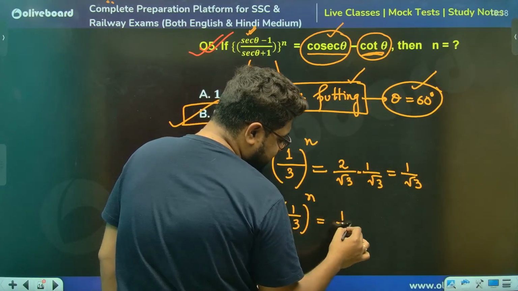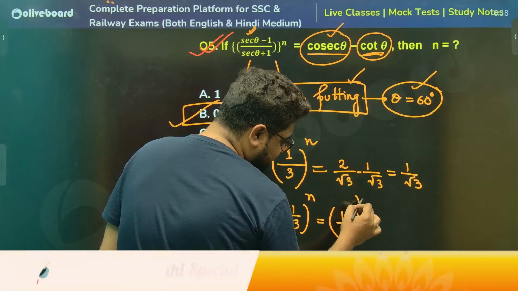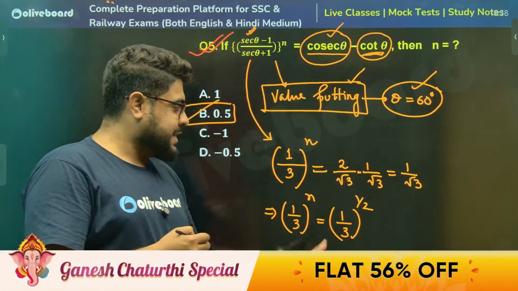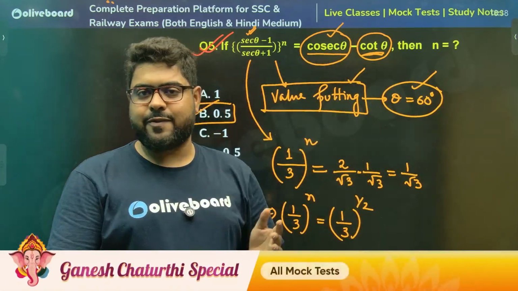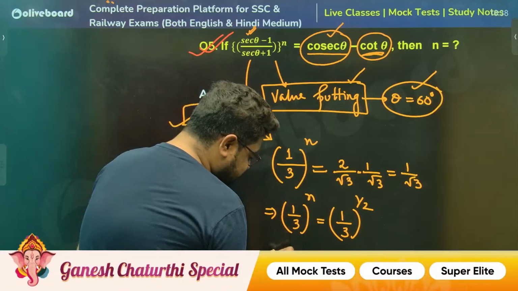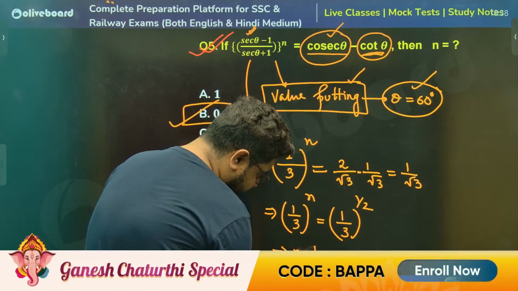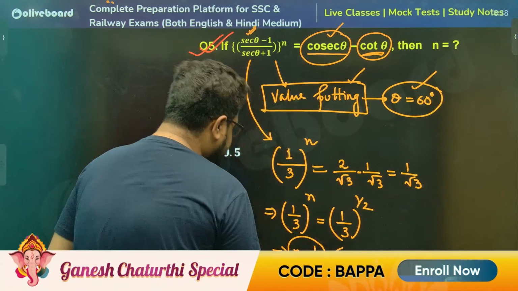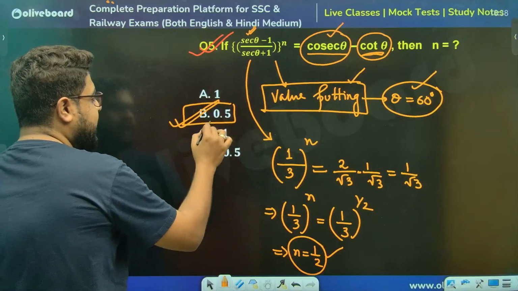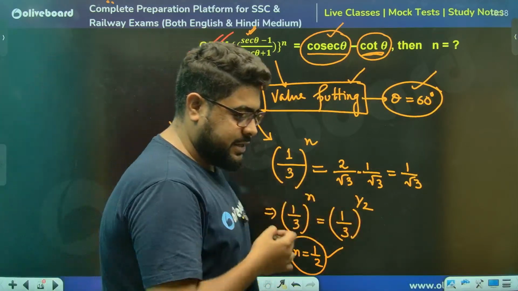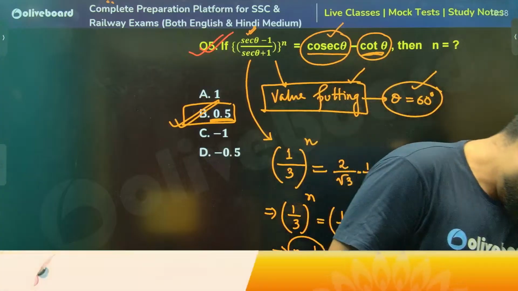1 by root 3 means 1 by 3 to the power half. Na? Because anything root means to the power half. So that means n is what? It means n is equal to 1 by 2. That means my correct answer is definitely 0.5. Half means 0.5 only.